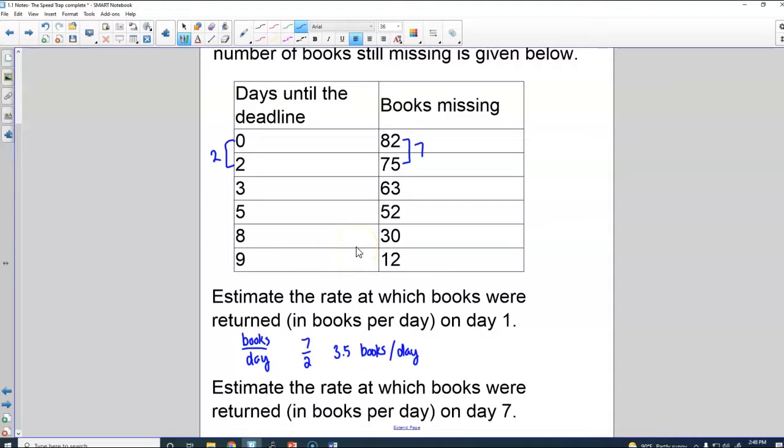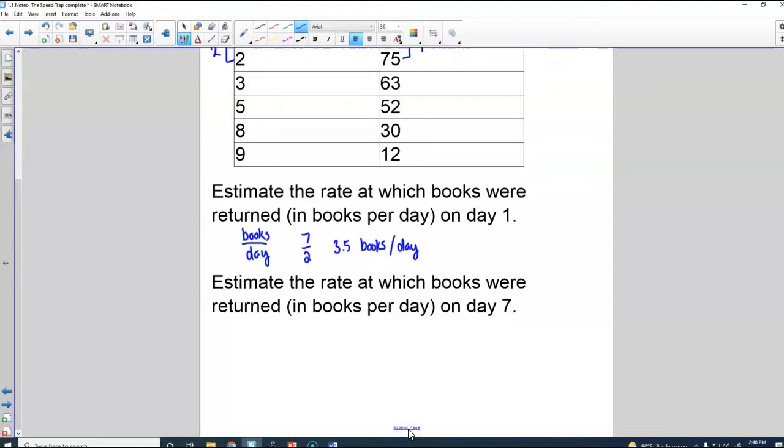I know nobody's doing this with the books coming into the library, but I wanted to give you something that didn't have speed and acceleration so that you can see it can be done with different types of units as well. And so what about on day 7? What would we do for day 7? Same thing, but we'd use 8 and 9. So, no, 5 and 8.